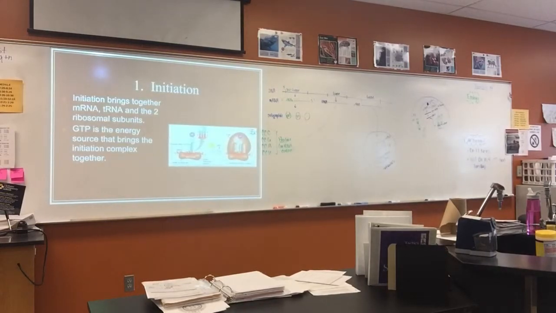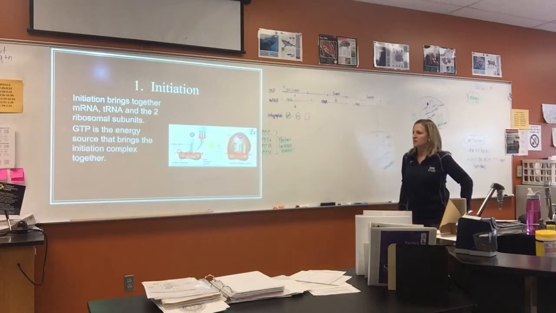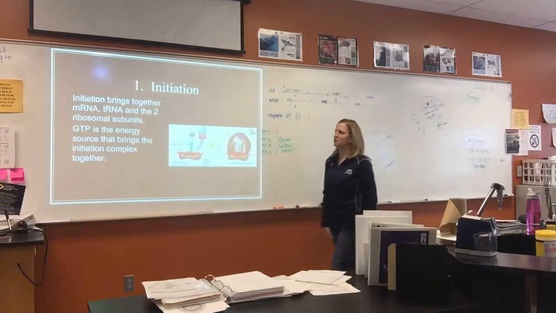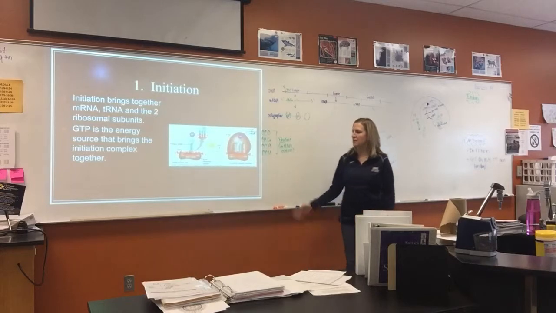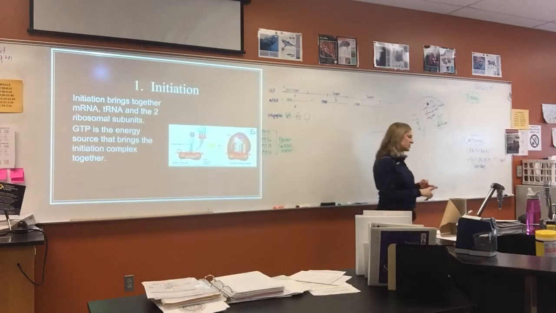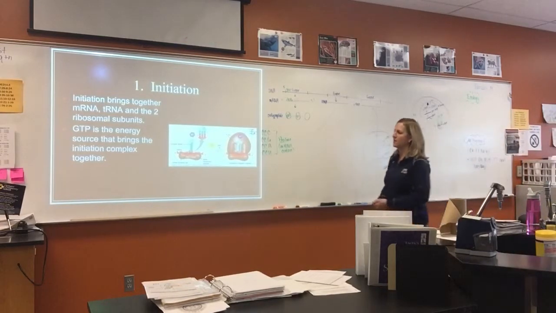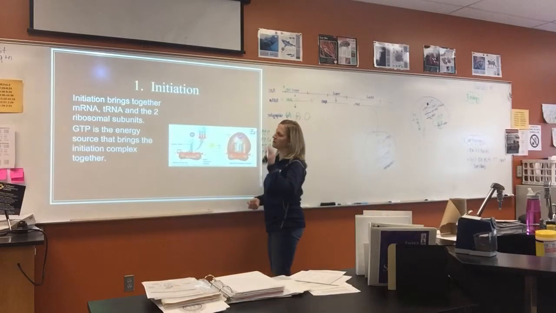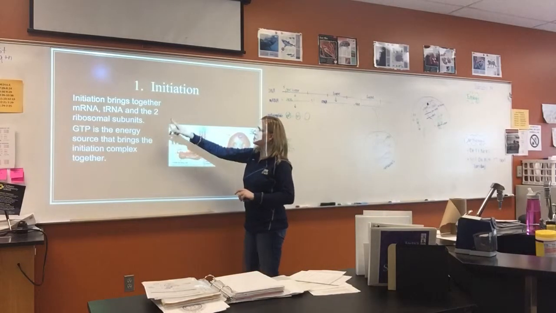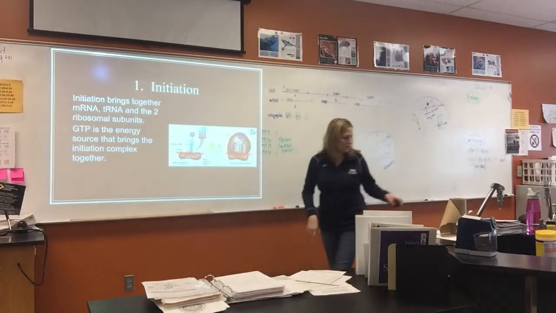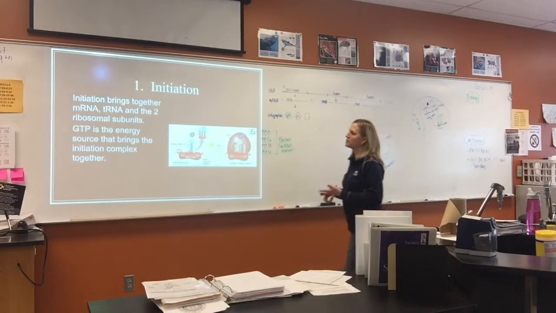So let's look at that first step, initiation. It brings together the mRNA, the tRNA, and the two ribosomal subunits. And GTP is that energy source that brings the initiation complex together. GTP is like ATP, except it's guanine instead of adenine. But it's used the same way in that breaking off a phosphate and so on provides energy. So initiation brings together the two types of RNA, mRNA and tRNA, and the two ribosomal subunits.